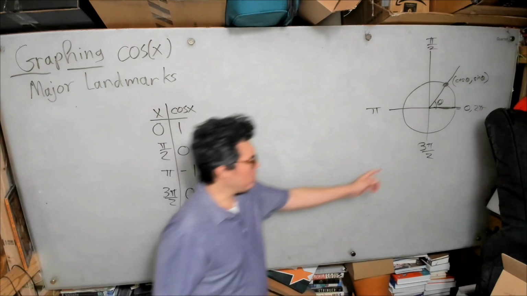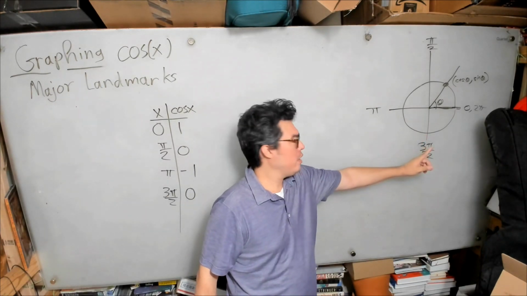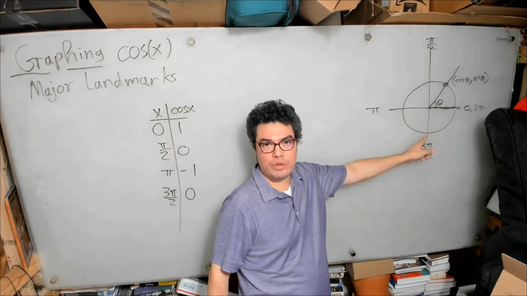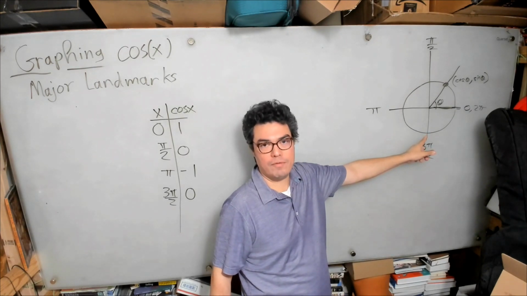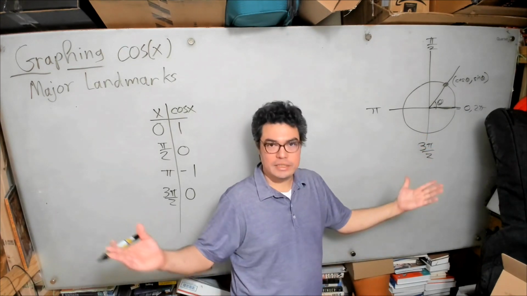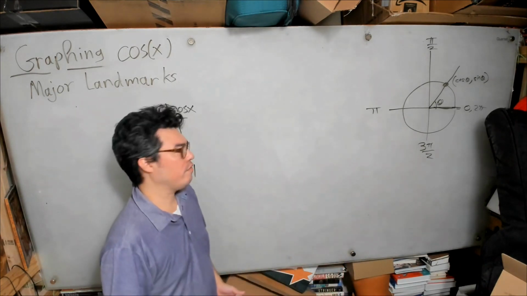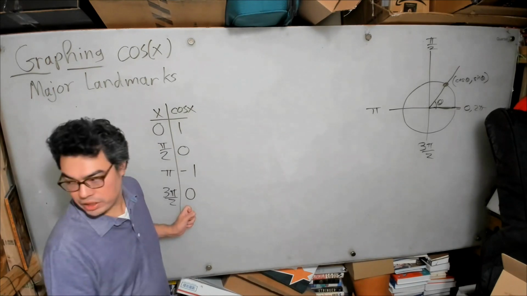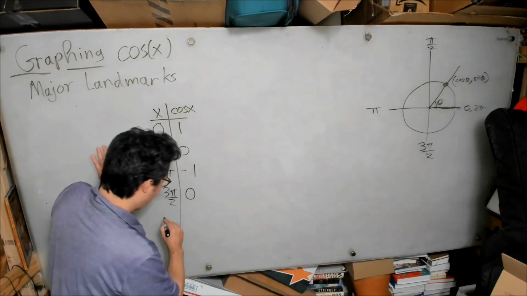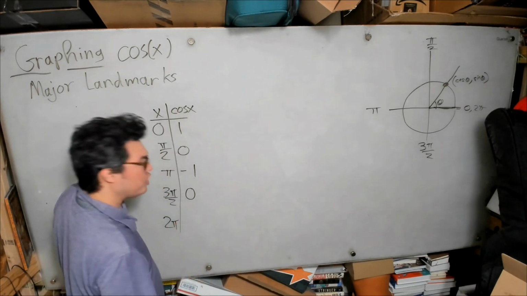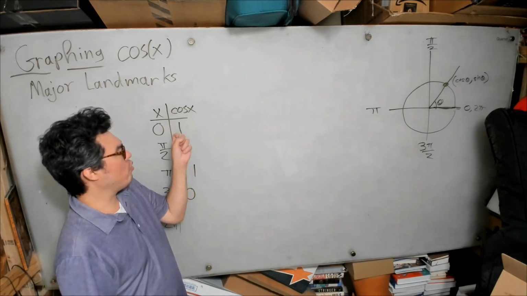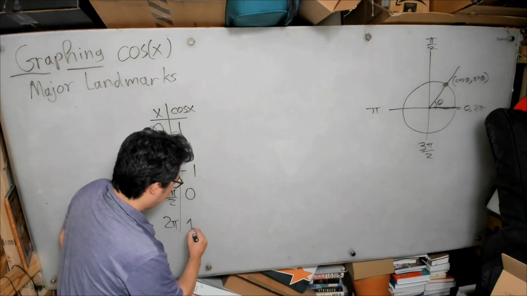If you look at 3 pi over 2, that terminal side intersects the unit circle at the point with coordinates 0, negative 1. And the x-coordinate is 0. The cosine is the x-coordinate of the intersection point of the terminal side with the unit circle, and so the cosine here is 0. Finally, at 2 pi, which is coterminal with the angle of 0 radians, that must also be 1.